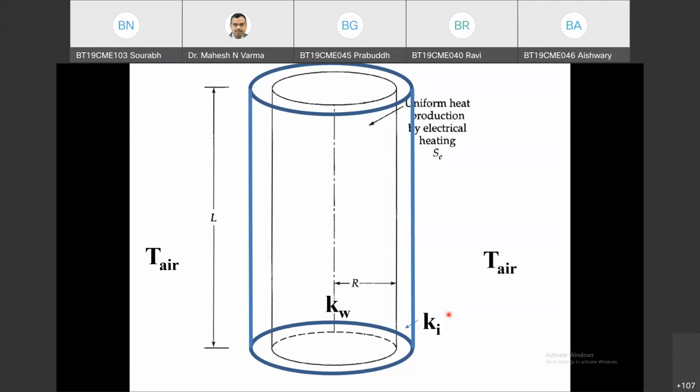So here actually we are trying to analyze how shell balance is used in heat transfer.